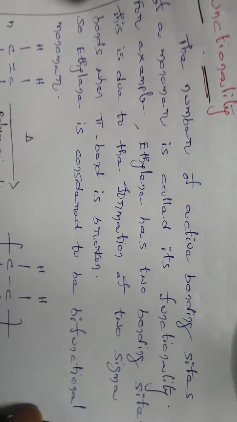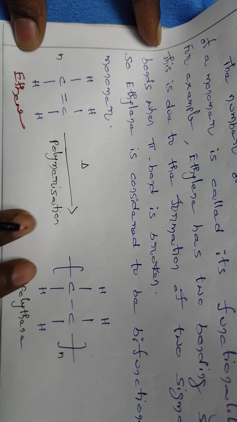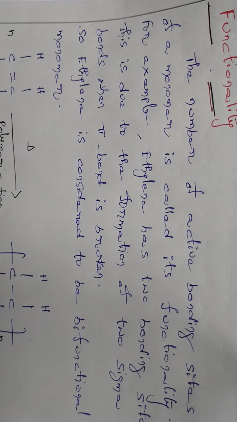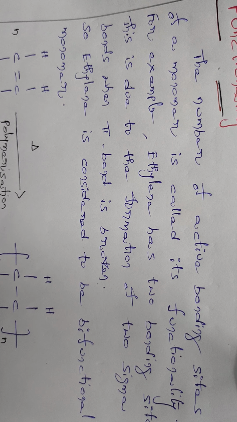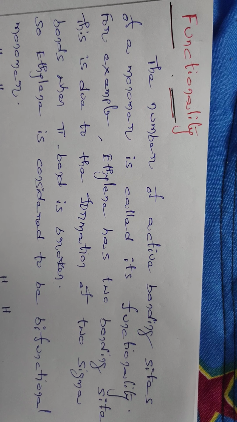See here, ethene on polymerization produces polyethene. It is a bifunctional monomer. If the functionality is 2, that is a bifunctional monomer. If the functionality is 3, the monomer is a trifunctional monomer. Similarly, tetrafunctional monomer.